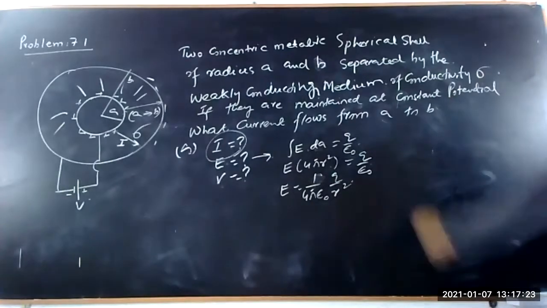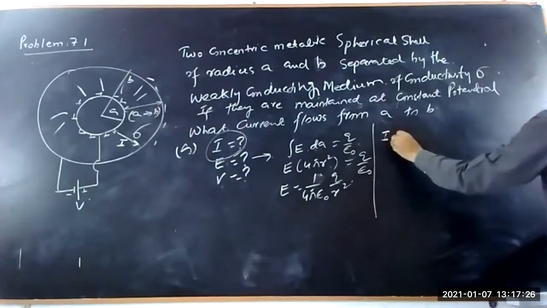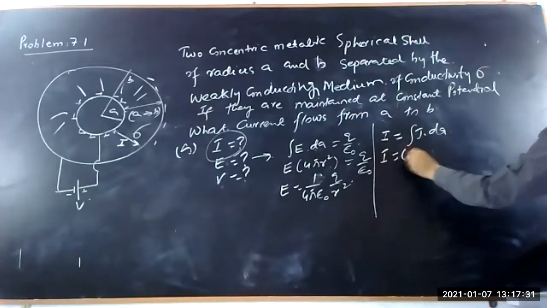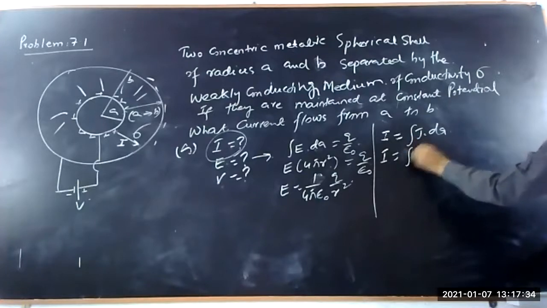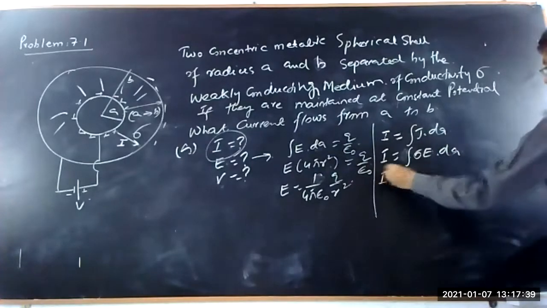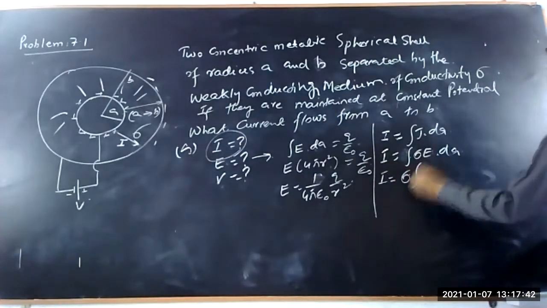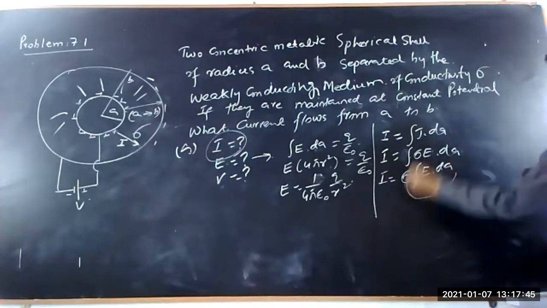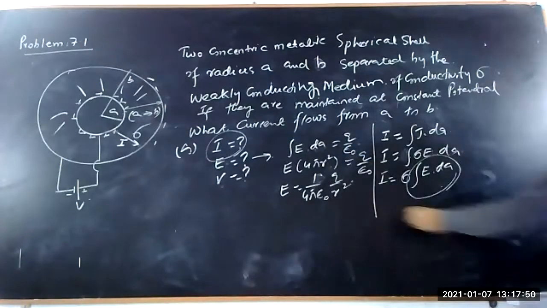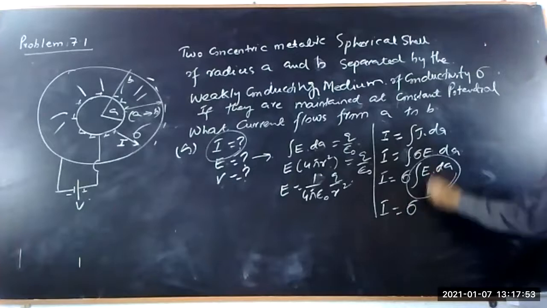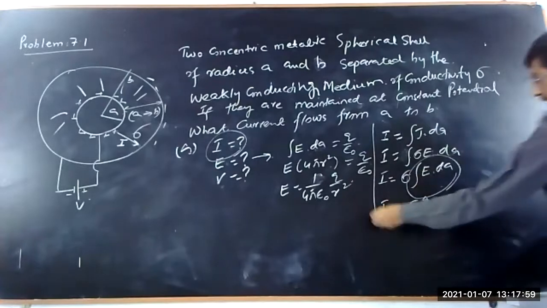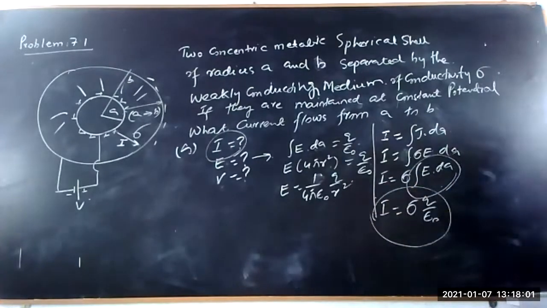Now the current I is equal to the integral of J dot dA, where J is equal to sigma into E. So this can be rewritten as I is equal to sigma integral of E dot dA. This E dot dA is equal to the flux, which is Q upon epsilon naught. So I is equal to sigma Q upon epsilon naught, where sigma is the conductivity. This is the value of the current.